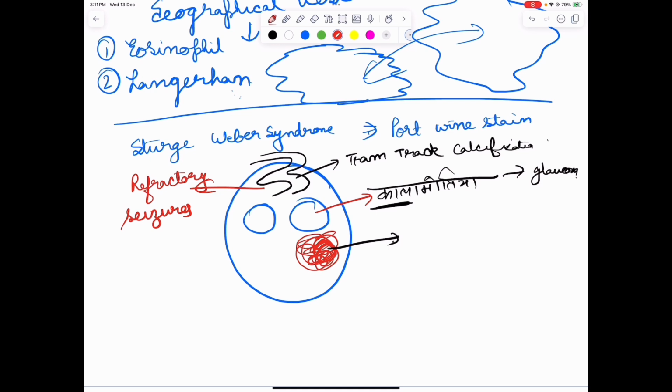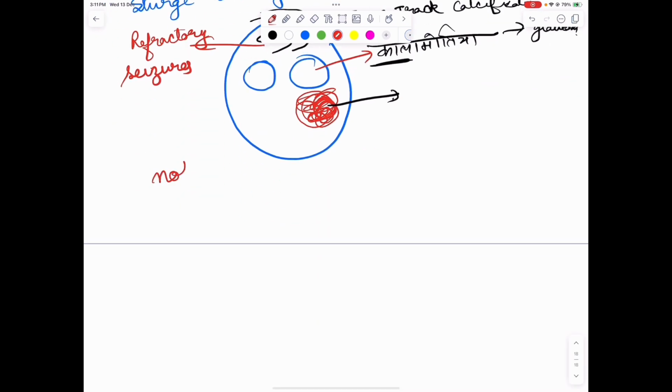Now one thing that is very important here is Sturge-Weber syndrome is not inherited but sporadic. It is not inherited. Normally with congenital diseases, we tend to think that it is inherited, but not here. It is not inherited but sporadic.